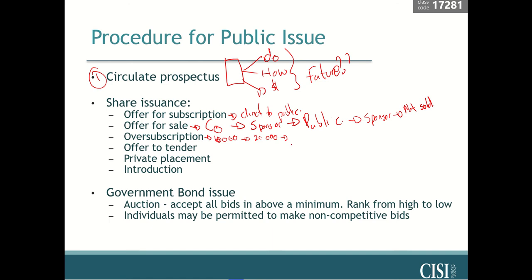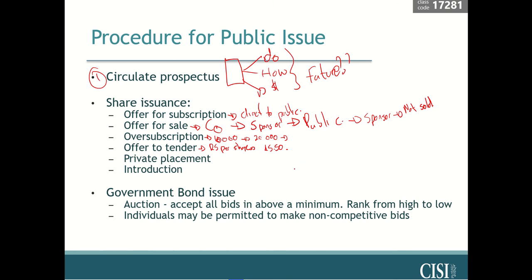Invitation to tender, or offer to tender, is where the issuing house sets a minimum price. So they'll set a price of say 5 Rand per share, and then they'll ask the public to bid. And the public might bid 5 Rand 50 because they think it's a good company. And it can't go lower than the minimum.